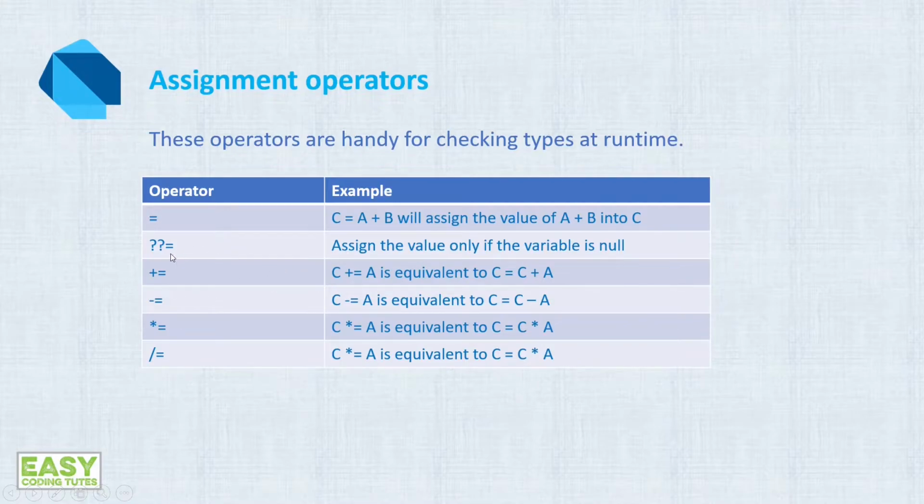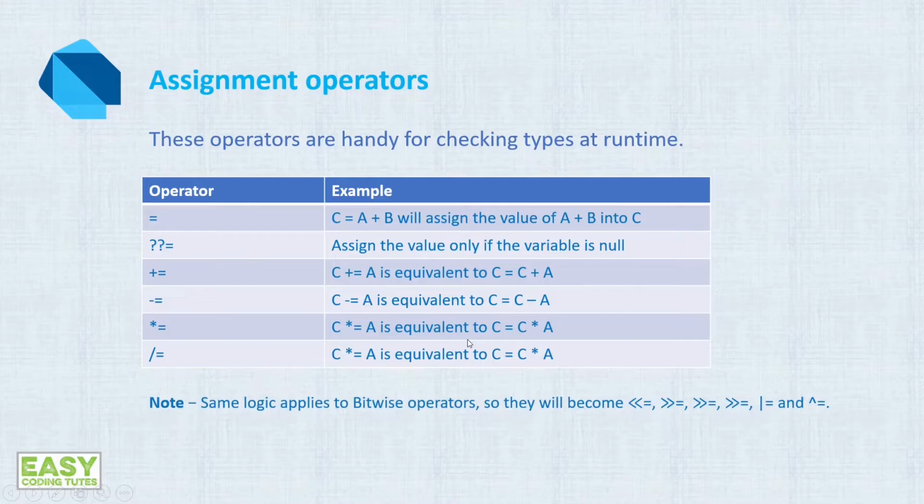Next one is if null equal. This double question mark we read as if null, followed by the equal sign operator. It assigns the value only if the variable is null. Second one is plus equal. So c plus equal a is equivalent to c equal to c plus a. Same as minus equal, c minus equal a is equivalent to c equal to c minus a. Multiply equal, c multiply equal a is equivalent to c equal to c multiply a. Slash equal works similarly for division. The same logic applies to bitwise operators, so they will become these operators.